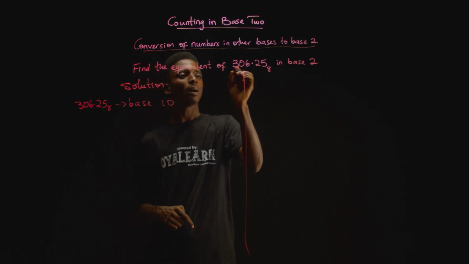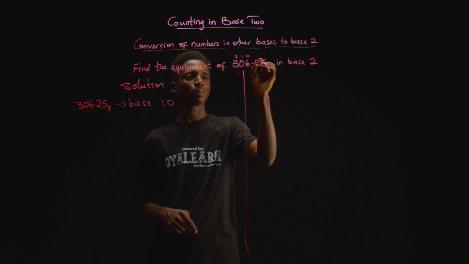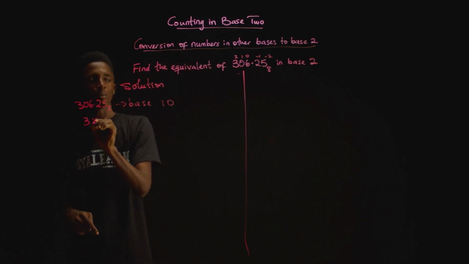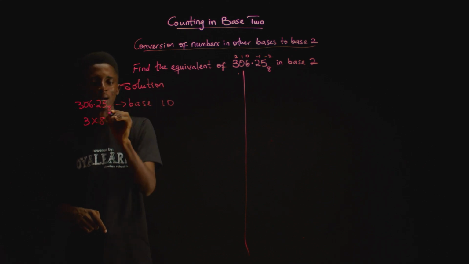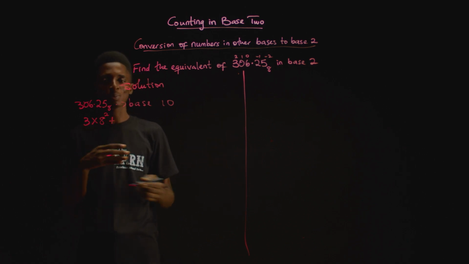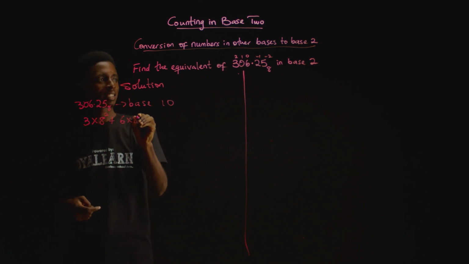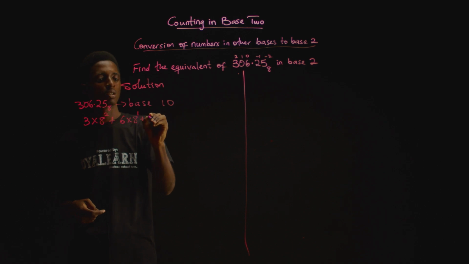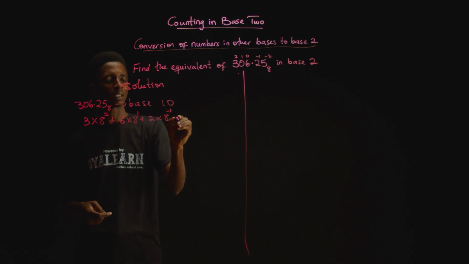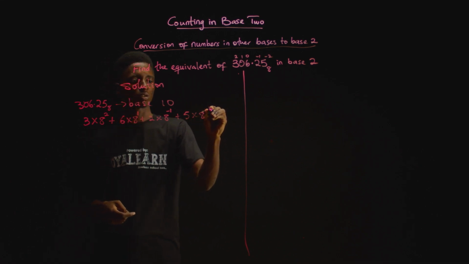Now remember, the powers before the decimal point would be 0, 1 and 2. Then after the decimal point it will be minus 1 and minus 2. So what we will have there is 3 multiplied by 8 to the power of 2 plus, now this is a 0, meaning we can skip it because 0 multiplied by anything still gives us 0. So we go to 6. 6 multiplied by 8 to the power of 1 plus 2 multiplied by 8 to the power of minus 1 plus 5 multiplied by 8 to the power of minus 2.